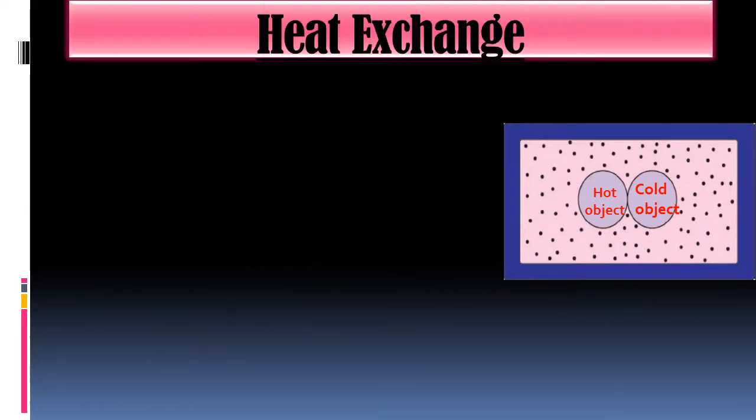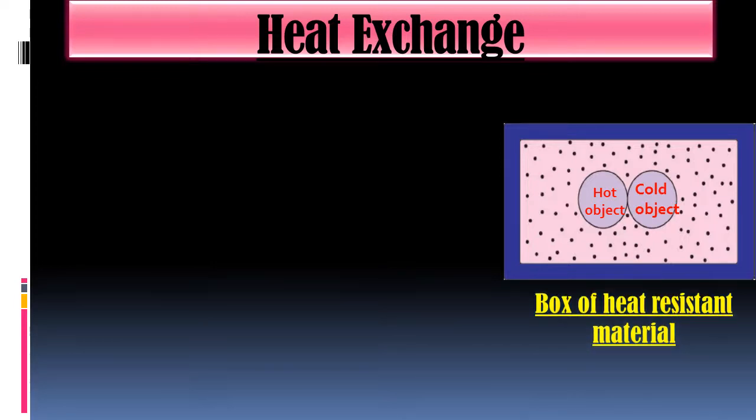Alright, now our next topic is heat exchange. Here, the system of both the objects is isolated from the environment by keeping it inside a heat resistance box. Heat resistance box means that the energy exchange takes place between the two objects only, like the hot object and the cold object. It will not be related to the environment. So this is a resistance material box.